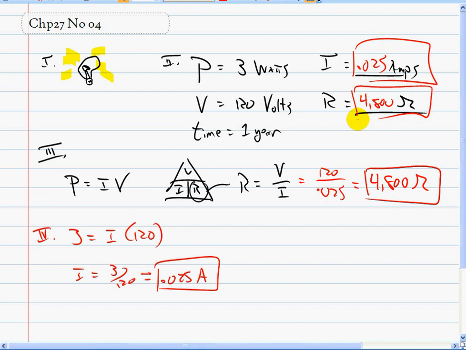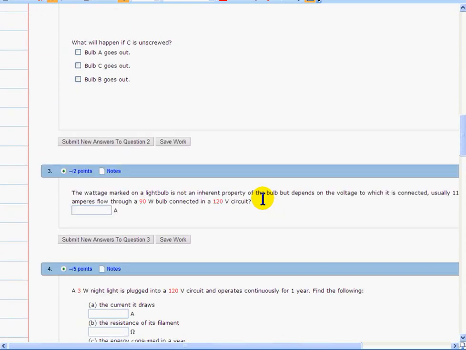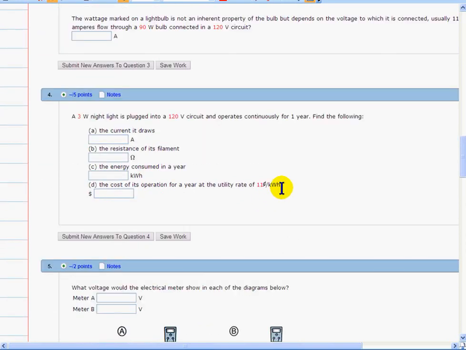Okay? Next, part C. Let's keep this moving here. In part C, scroll back down to the problem. There we go. We want to find the energy consumed in kilowatt hours and then the cost. So we need energy and cost.